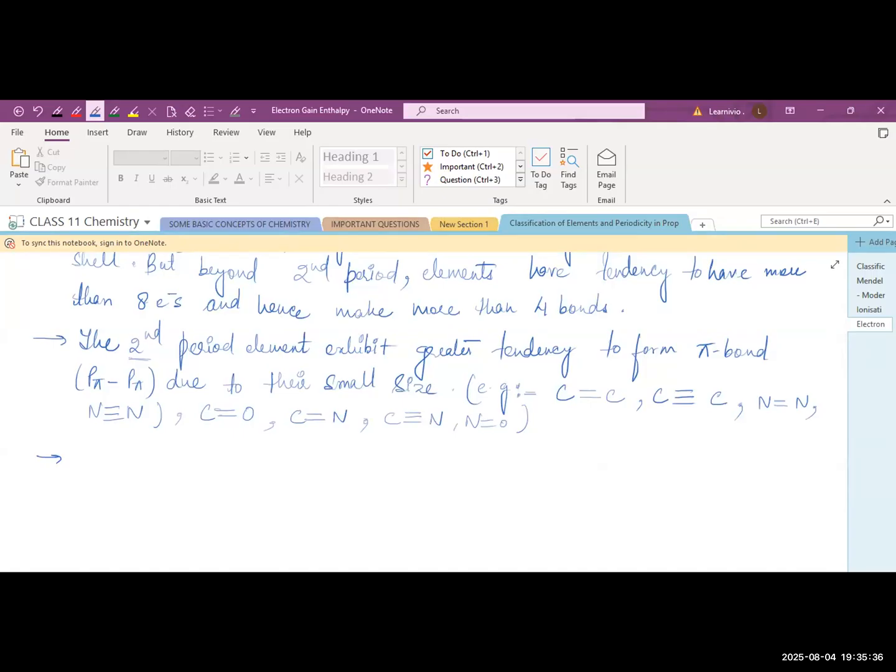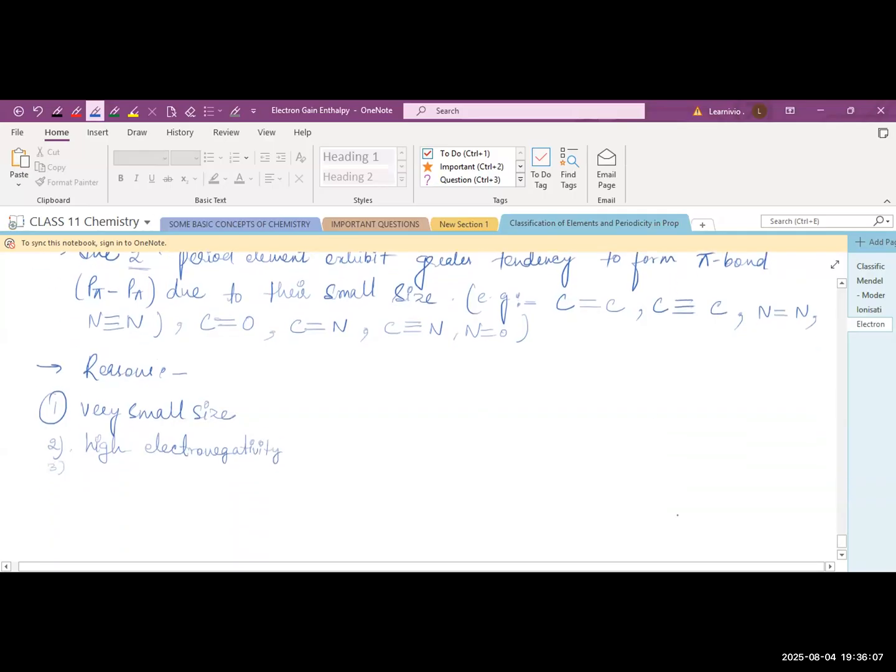Suppose in exams they ask you the reason, what is the reason behind that? Just write down some general reasons. You can write this. The reasons are: due to the very small size; the second reason is high electronegativity; and the third one is the absence of d orbital.